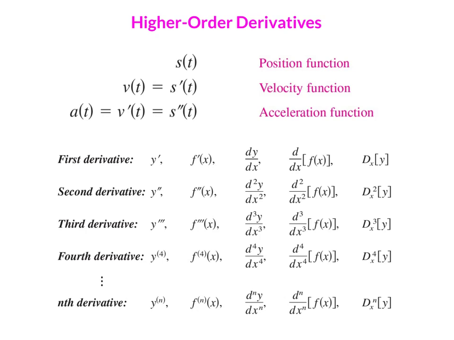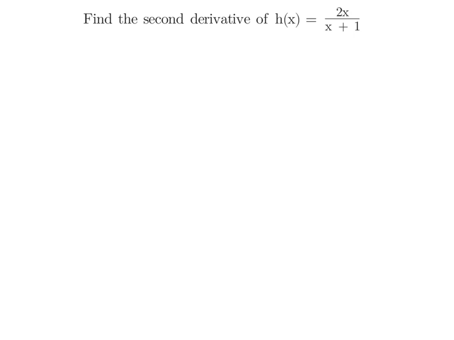And there are a lot of different notations of this. So if you take a look at the first and second derivatives, you can kind of figure out the pattern. So y prime becomes y double prime, and dy over dx becomes d squared y over dx squared, etc. And let's do one final example, and that's to find the second derivative of this function h of x here.